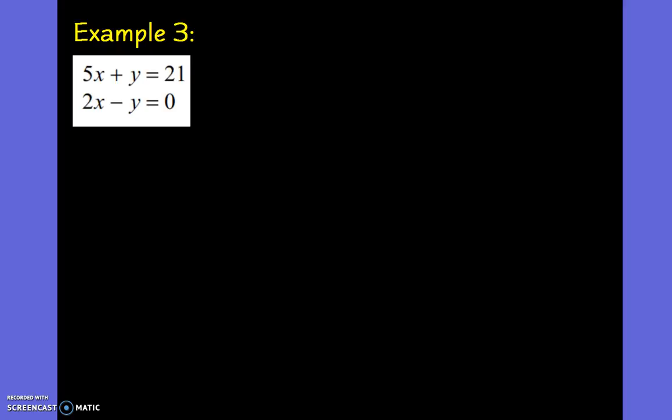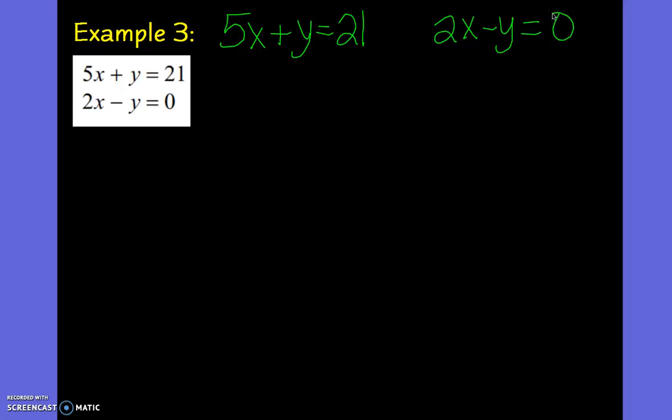Okay, for example 3, we have two equations. We have 5x plus y equals 21, and we have 2x minus y equals 0. So what's happened here is we don't have an equation that's already solved for y. You can take the first one and subtract 5x, and you're going to get y equals 21 subtract 5x. Okay? Now, this y here is understood to have a coefficient of 1.